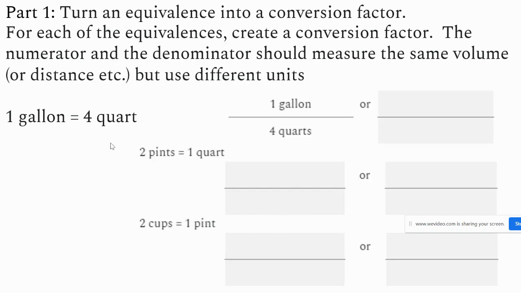So for example here, if we were looking at conversion factors, 1 gallon equals 4 quarts, or 4 quarts equal 1 gallon. Make sense? So see if you can do that for the next two here. Check on Marie's status.